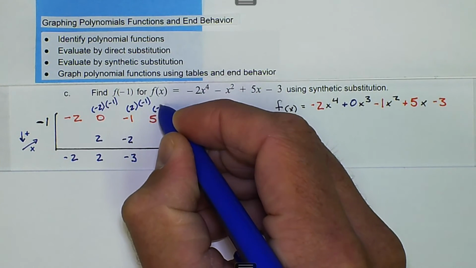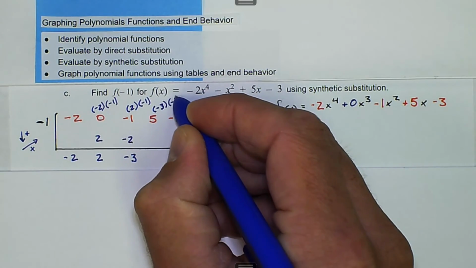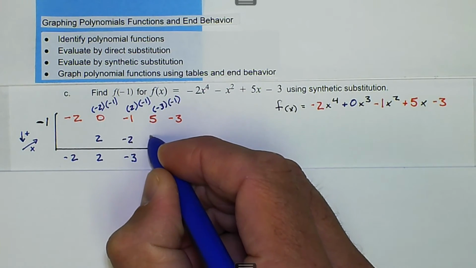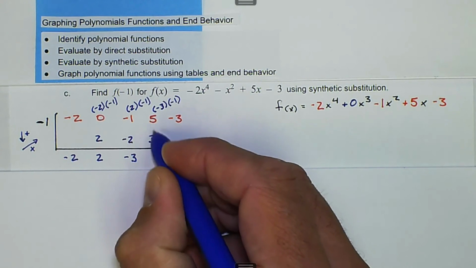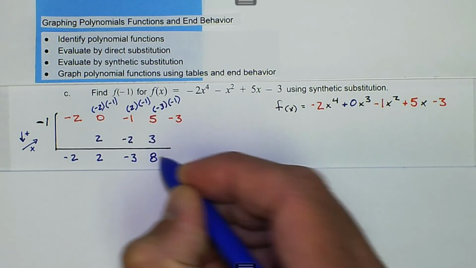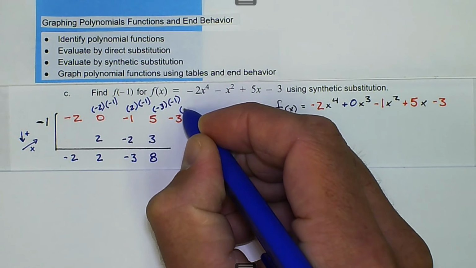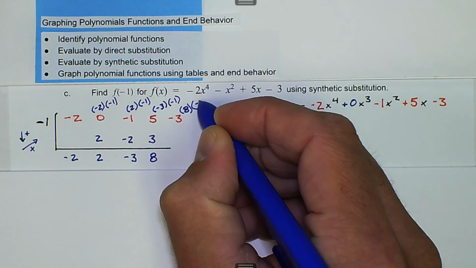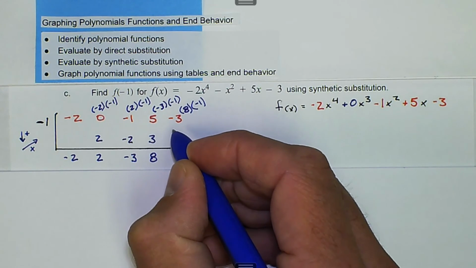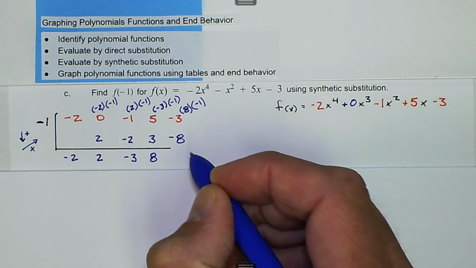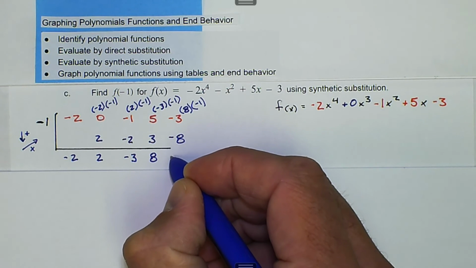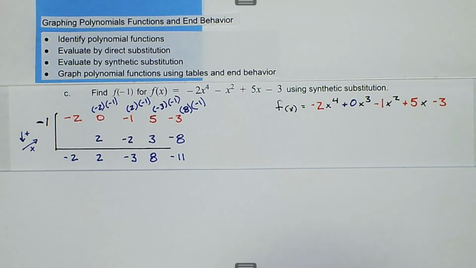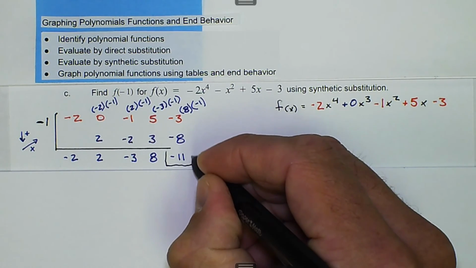Then we're going to multiply in the diagonal. So -3 times -1. -3 times -1 is +3. And then we add down. 5 plus 3 is 8. Then we're going to multiply in the diagonal. So we get 8 times -1, and we get -8. And -3 plus -8 is -11. And so that is our answer.